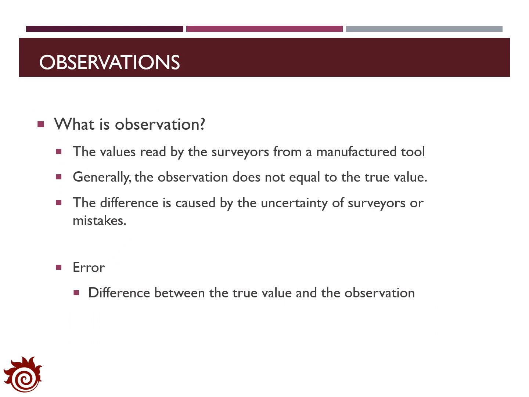In the previous example, we mentioned the observation for the length measurement. And actually, observation is a very important concept for surveying. The observation is the value read by the surveyor from a manufactured tool. Usually, the observation is different from the true value, and this difference is caused by the uncertainty of the surveyors or the mistakes of the instrument. To quantify this difference, we define the error. It is defined as the difference between the true values and the observation.